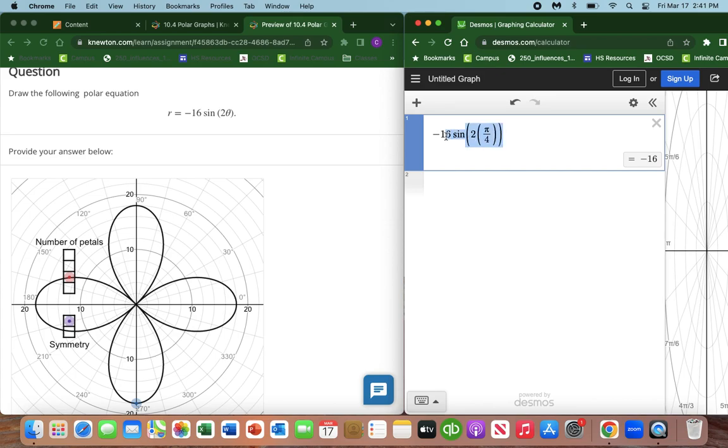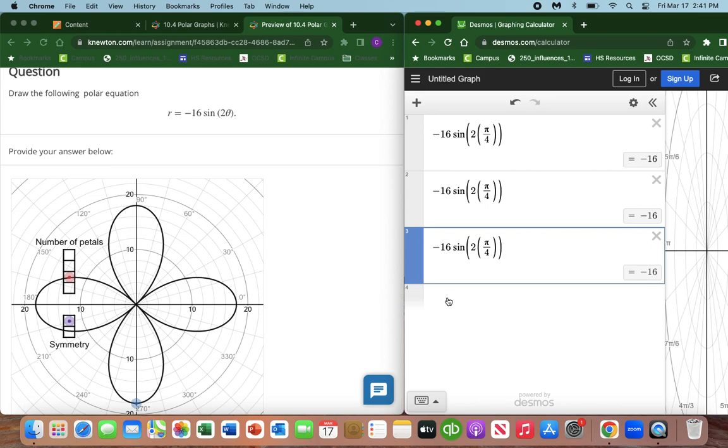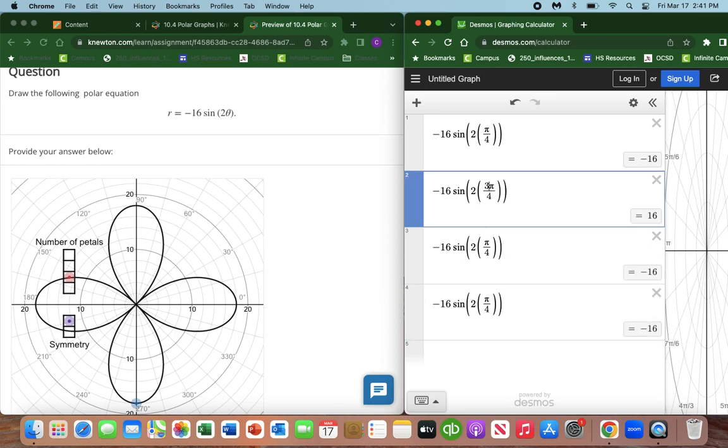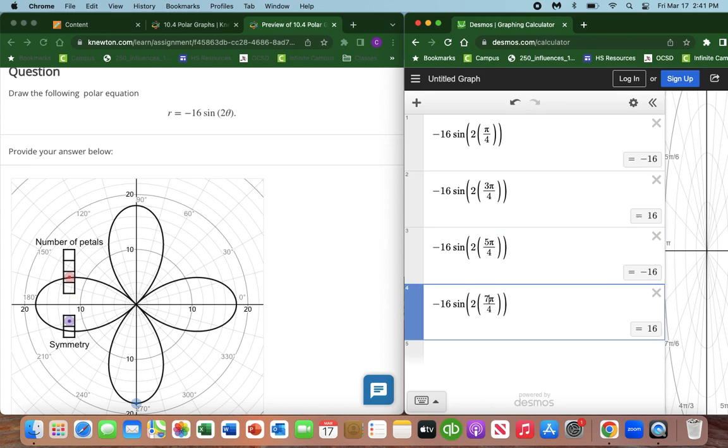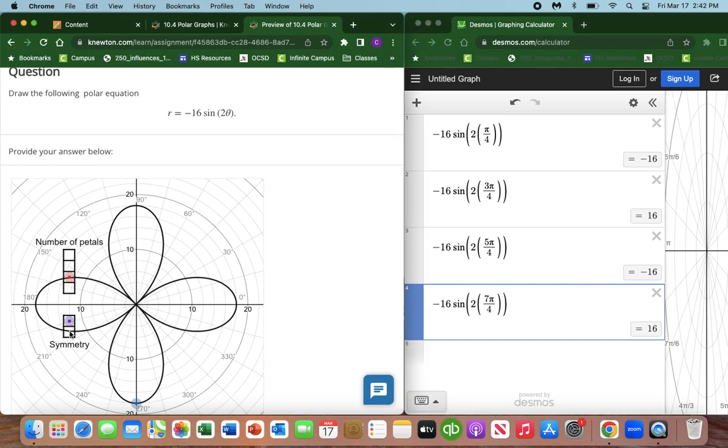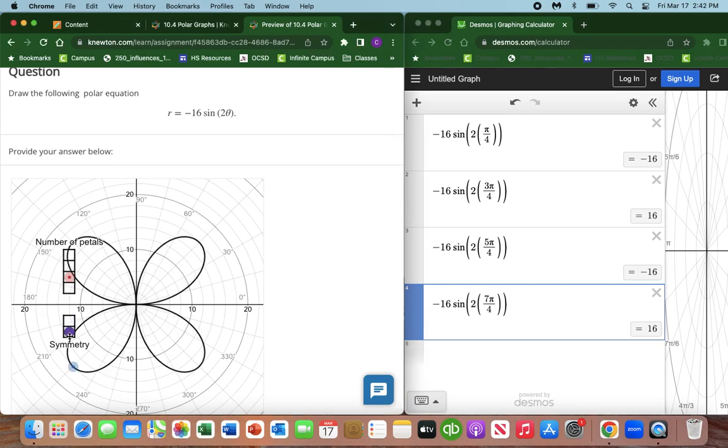And because I know I have 4 petals, I'm going to use different versions of pi over 4, which would be 3 pi over 4, 5 pi over 4, and 7 pi over 4. And those are going to give me my 4 petals there. You can see it's negative 16, 16, negative 16, 16. So I'm going to switch my symmetry because I need to be at pi over 4, and these are now at 0 degrees, pi over 2. I need to switch the symmetry so that it's at pi over 4.